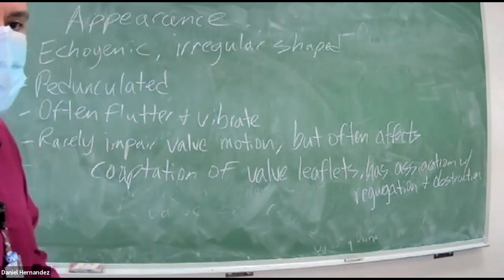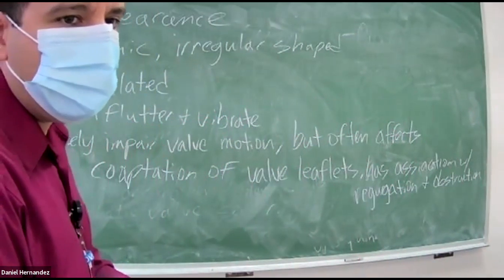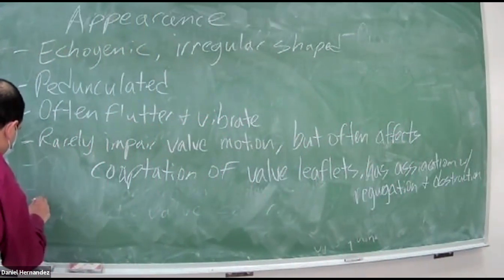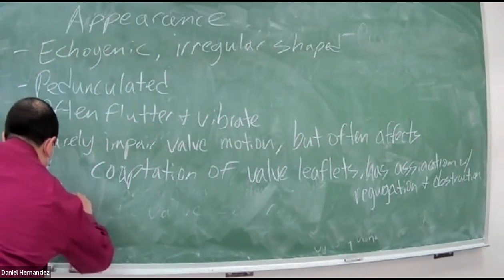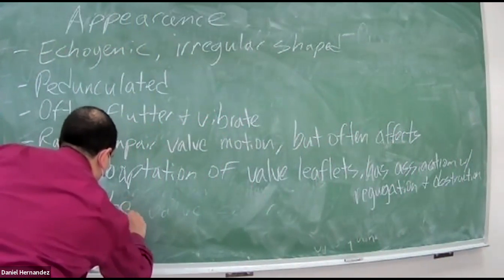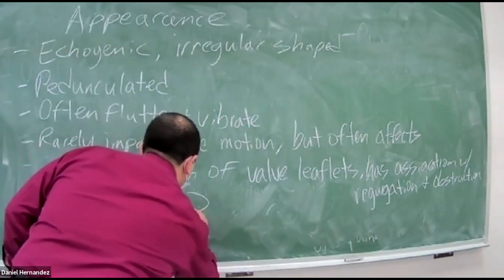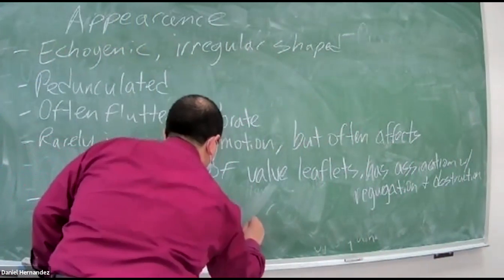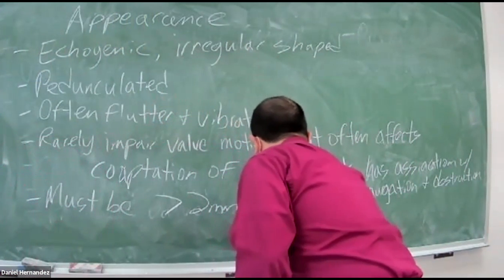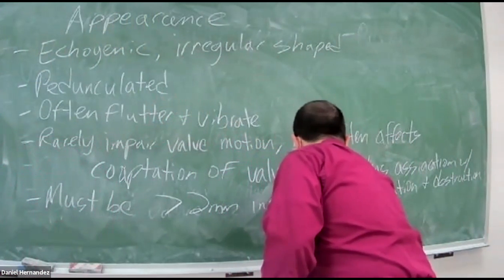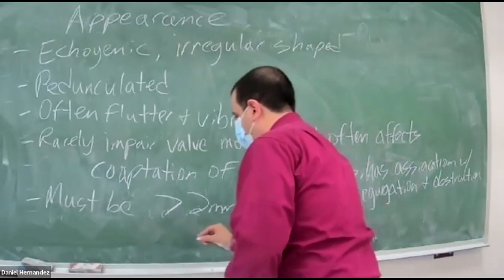Vegetations must be greater than 2 millimeters in size for detection.